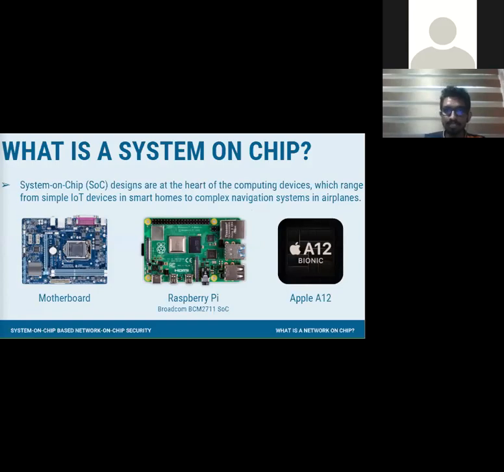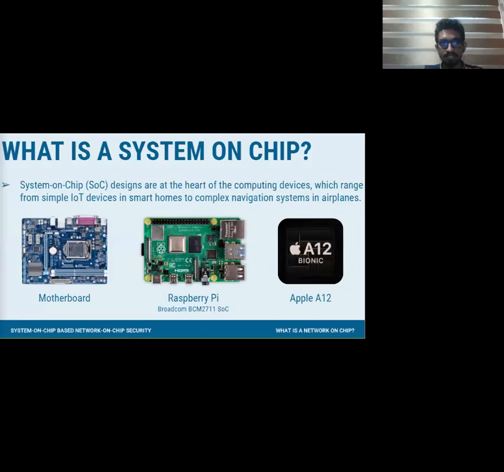So literally, system on chips are at the heart of computing devices, from simple IoT devices and smart homes to complex navigational systems in airplanes. So system on chips are in contrast to a common traditional motherboard-based PC architecture, which separates components based on functions and connects them through central interfacing circuit boards. Whereas a motherboard houses and connects detachable or replaceable components, a system on chip integrates all of these components into one single integrated circuit as if the functions were built into the motherboard itself.